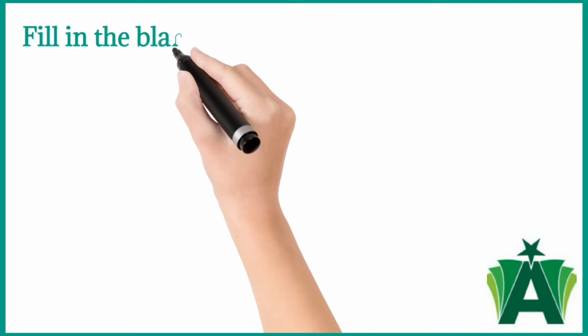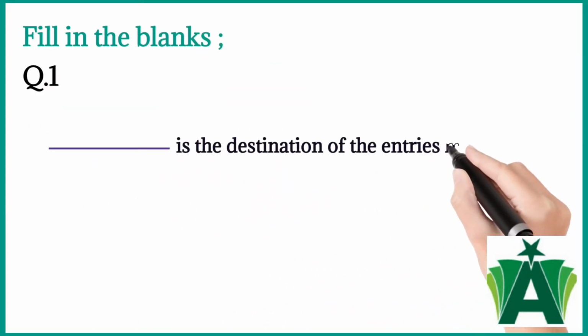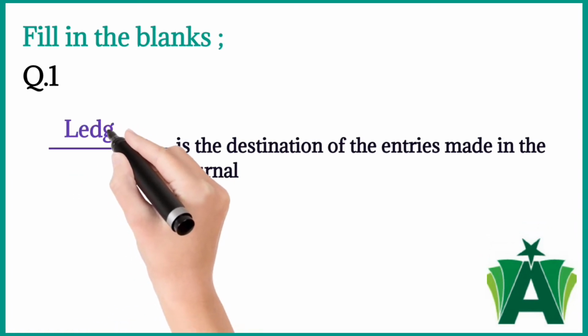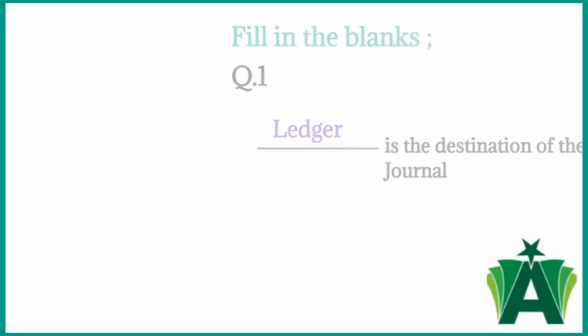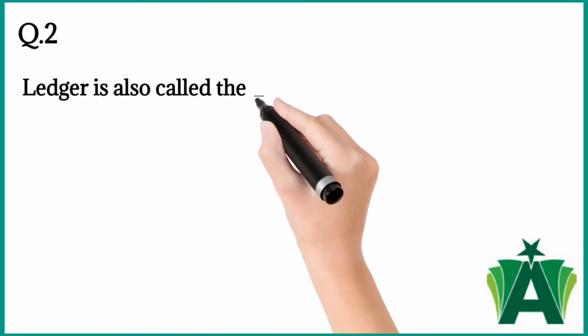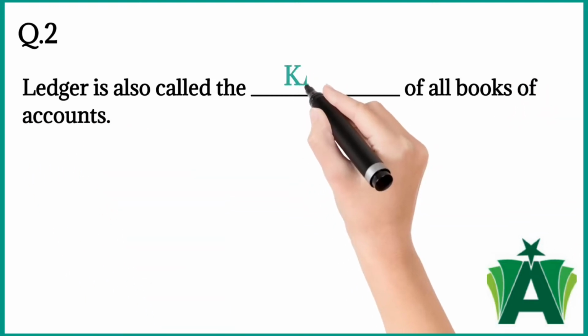Fill in the blanks. Question number 1. Dash is the destination of the entries made in the journal. The correct answer is ledger. Question number 2. Ledger is also called the dash of all books of accounts. The correct answer is king.